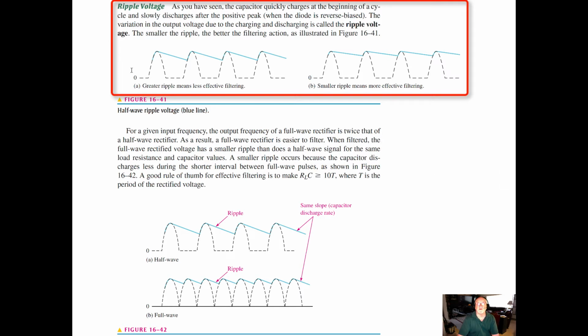Okay, so we can see here what's going on. Here we've got a fairly large ripple. Here we've got a smaller ripple. So this is your half wave and the ripple that occurs.